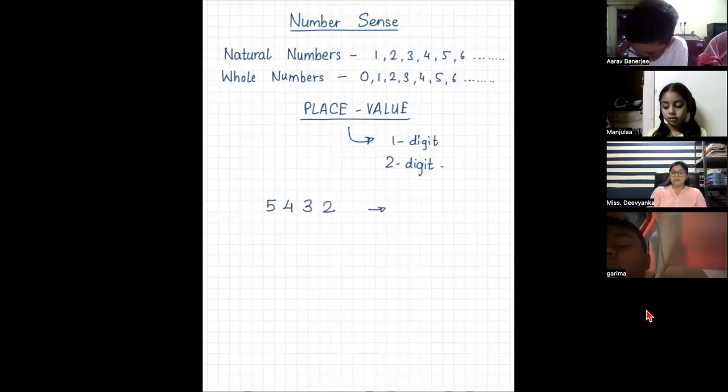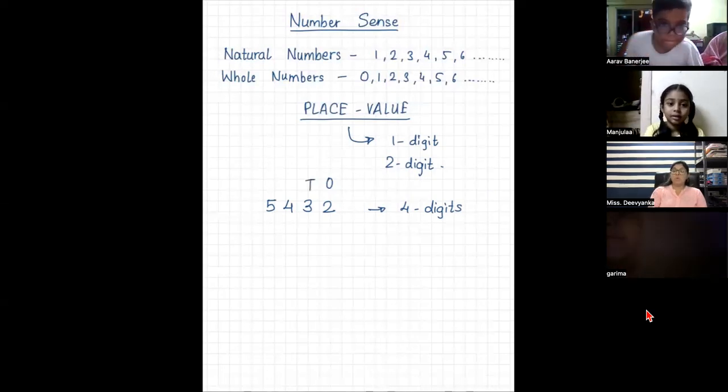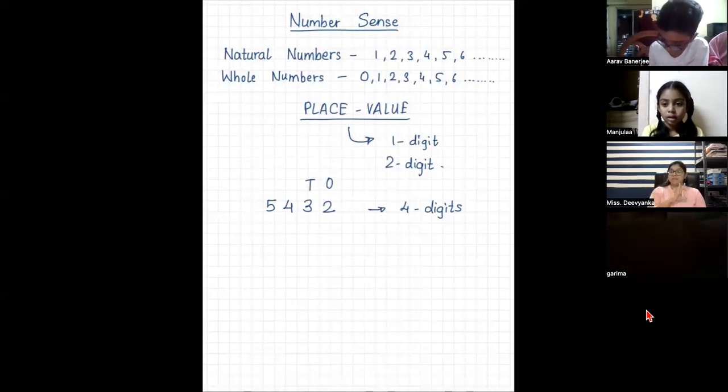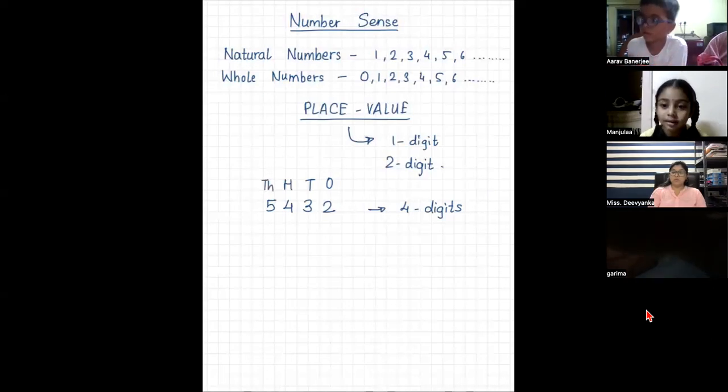If I'm writing this number, how many digits does it have? It has 4 digits. Now, what is the place of 2? It is ones place. What is the place of 3? Tens place. Tell me the place name, I don't want the value. Value is different, place is different. What is the place of 4? It is in the hundreds. What is the place of 5? Thousands place. Correct? So this is the place from the place value.